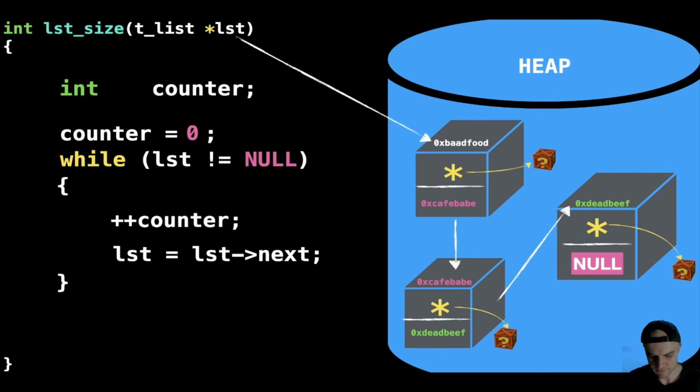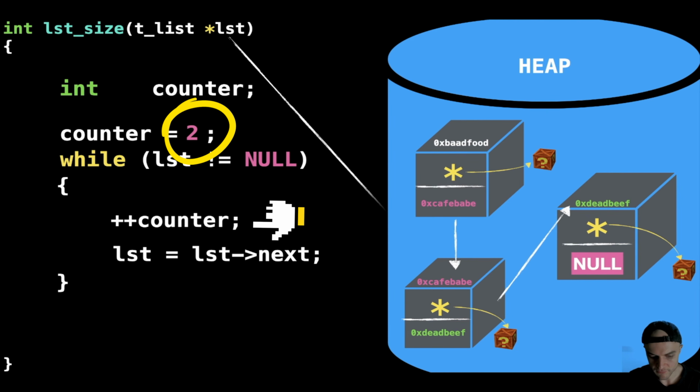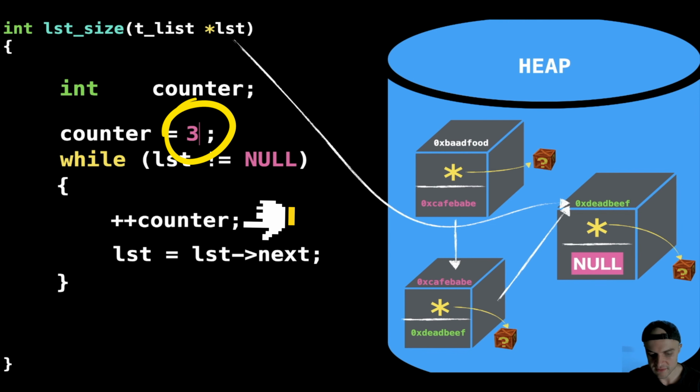So let's see the animation. Initially list is pointing to bed food, which is the first node of our linked list. So we are going to increase the counter. It's going to be 1. Then we're going to say list is equal to list next. So now list is pointing to the next node, which is cafe baby, right? Increase the counter again by 1. And then we change list to the next node, which is that beef, the last one. Increase the counter again. And then finally, list is going to be equal to null.